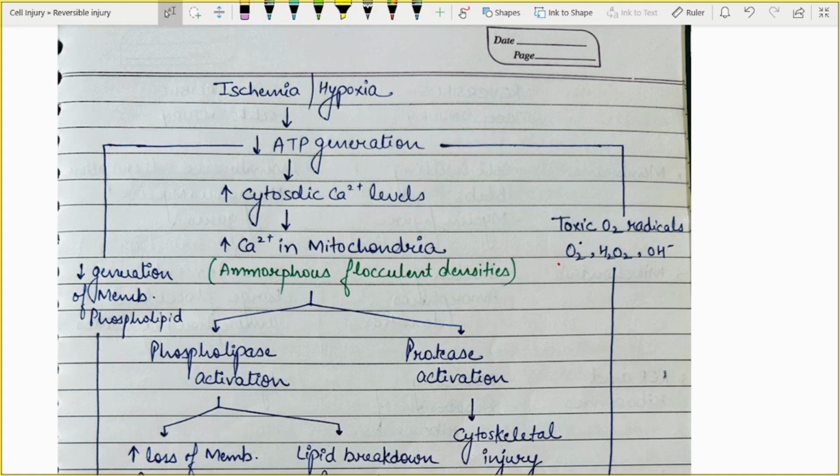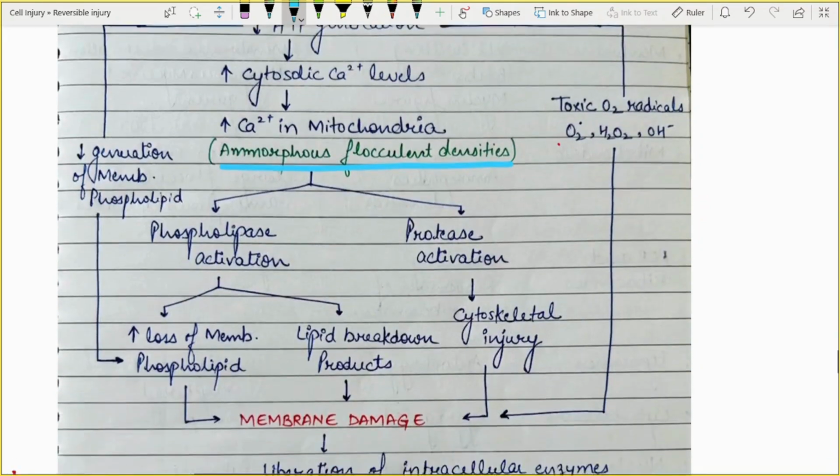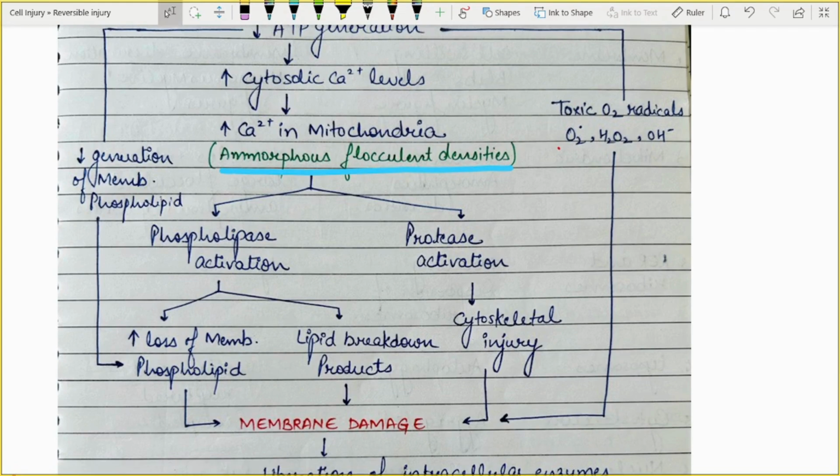If this hypoxia continues for more time, that is, it continues for the longer duration, that will lead to decrease in ATP generation. This decrease in ATP generation will lead to increase in the cytosolic calcium levels. These calcium levels will also increase in the mitochondria and will lead to formation of amorphous flocculent densities. This formation of amorphous flocculent densities will lead to phospholipase activation and protease activation. Phospholipase activation will cause loss of the membrane phospholipid and lipid breakdown products will be formed.